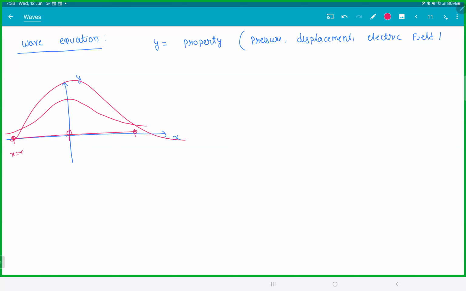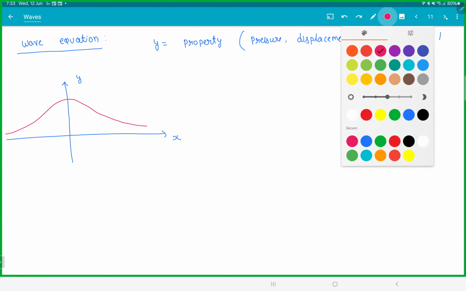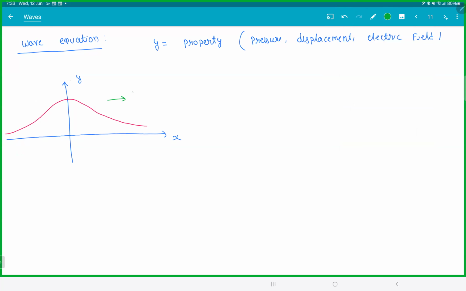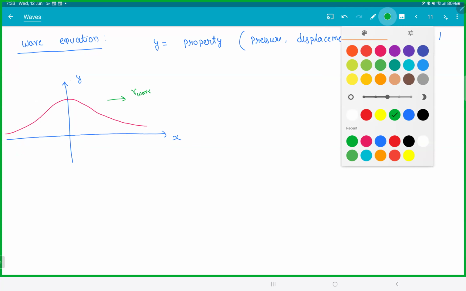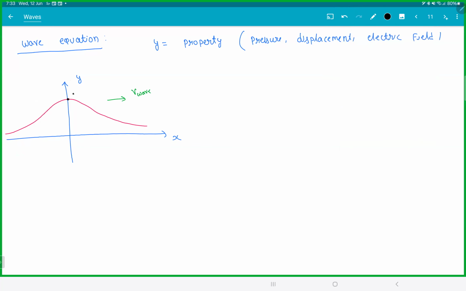So we are plotting this on a graph like this. So this could be an intensity. It could be anything. It could be brightness. It could be electric field. It could be displacement, anything. So this is a property as a function of x. And now you're saying this disturbance is propagating forward with a wave speed, v wave. So this disturbance is moving continuously. So at this topmost point, this value is f of 0. And this curve is y is equal to f of x.